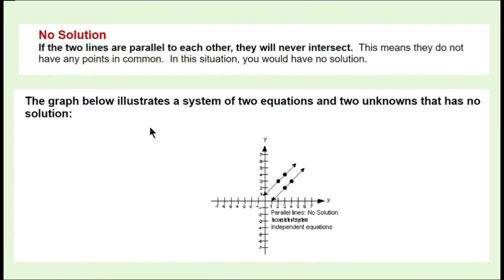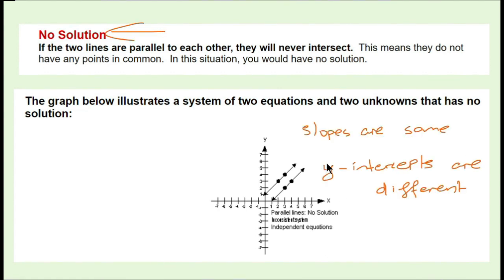Now the second case here is when a system has no solutions. In that case, we say that slopes are the same. So for two lines, the slopes are the same, so they are parallel.